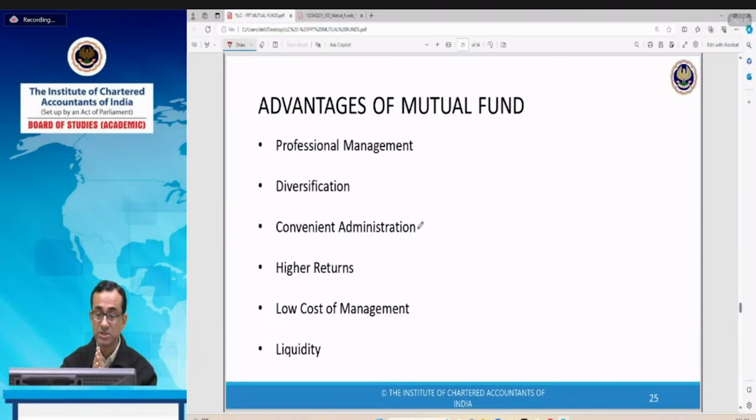Convenient administration is linked to the first point that mutual fund managers are experts in their field and they can conveniently manage the mutual fund. As an investor, we do not have to worry about anything. We simply invest the money in a particular mutual fund and they will take care of everything. So day-to-day management and administration is a part of the headache of the mutual fund managers.